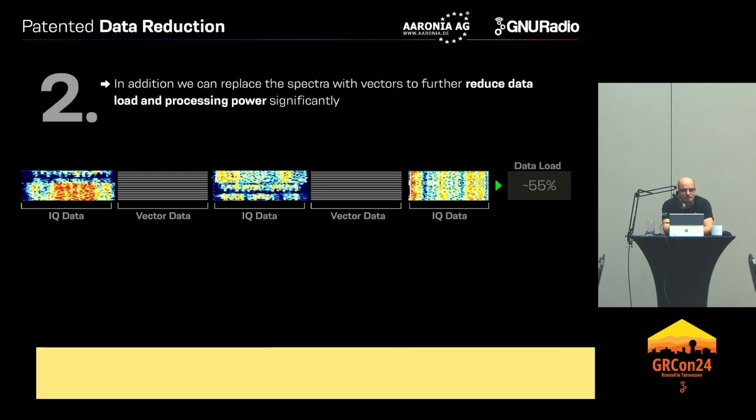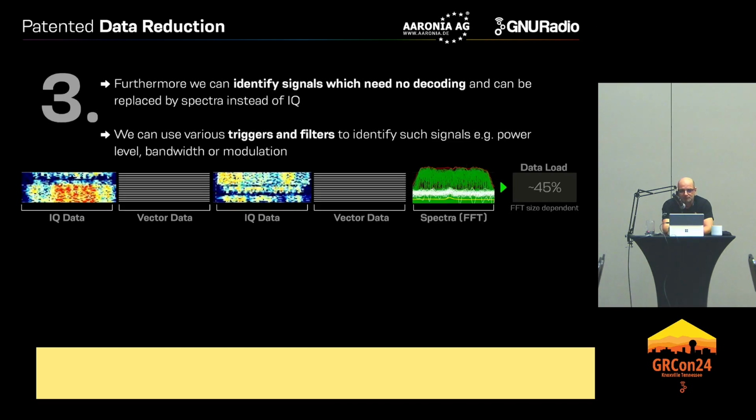Then, secondly, you can even reduce that one. Instead of sending spectra, I can send vector information. So I can say I have a start frequency and stop frequency of the noise, and I just send that information, and the line itself will be drawn on the PC later on, just by combining the start and stop frequency. And this also reduces the data amount a lot. And finally, we can say that some of the IQ data could be replaced by spectra, because I just want to see how it looks, but I don't want to decode it later on. So then I can also reduce the bandwidth a lot.